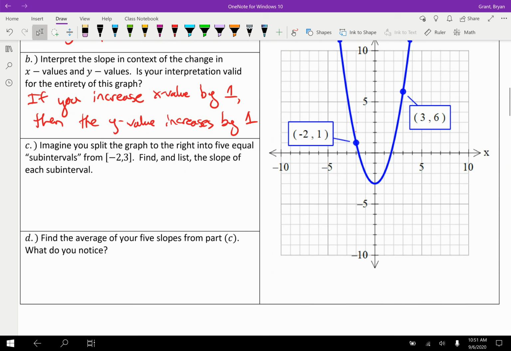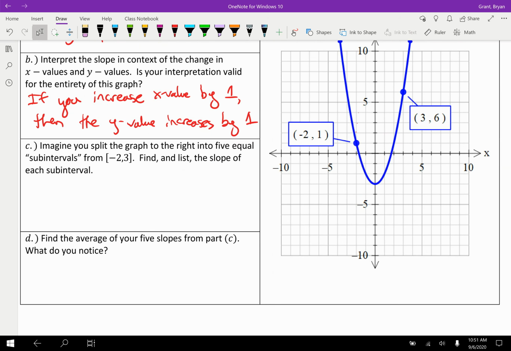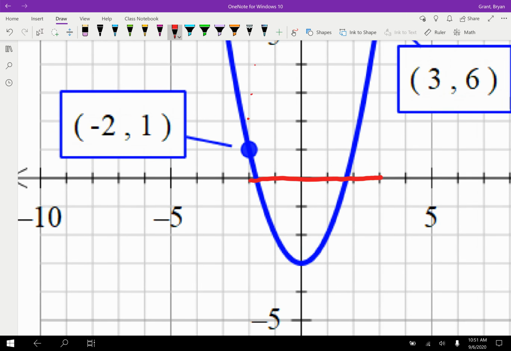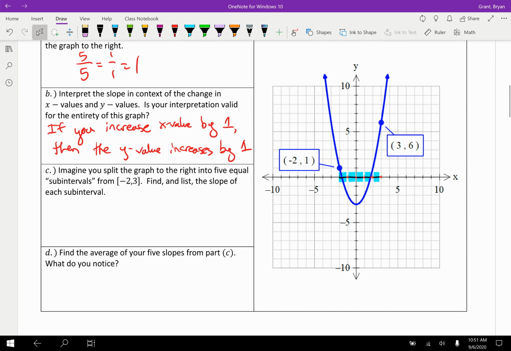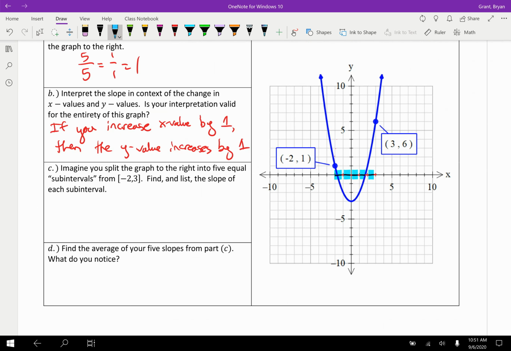So we're going to split this graph over to the right into 5 equal sub-intervals, so 5 smaller intervals from -2 to 3. Well, if we think of just looking on the x-axis from -2 over to 3, hopefully you can see those 5 sub-intervals, and I'll zoom in just to make it clear. We have 1, 2, 3, 4, 5 sub-intervals. So what I really mean is take 2 points, the 2 points that bookend each interval, and find their slopes.